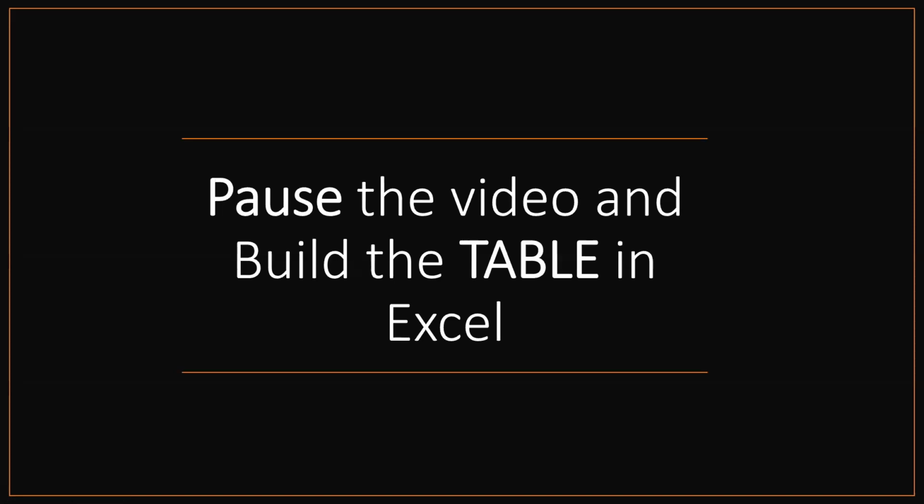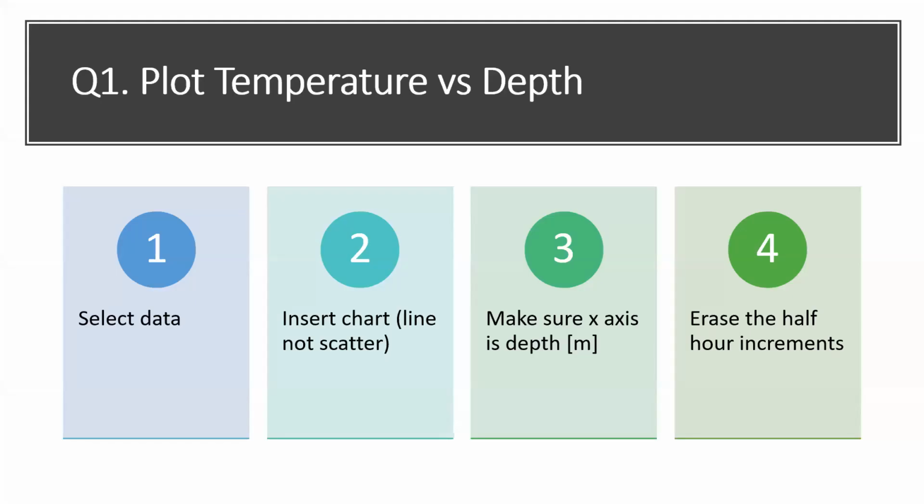Okay, so hopefully your table is done and you're trying to plot it. So these are like the 4 steps that I followed. First, I selected the data, then go to insert chart and select line, not scatter, because that's one of the mistakes I did the first time. And then also make sure that the x-axis is the depth. Oh, that's wrong. This should be the y-axis.